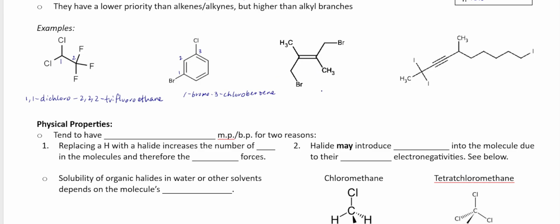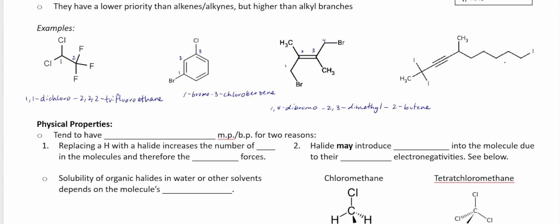In this structure right here, it doesn't matter if I label it from left to right or right to left, the priorities are still the same. So in this case right here, I'm going to write 1, 4 dibromo, and then I will write 2, 3 dimethyl, and then there's a double bond on the second carbon, so 2-butene. Okay, bit of a longer name there.